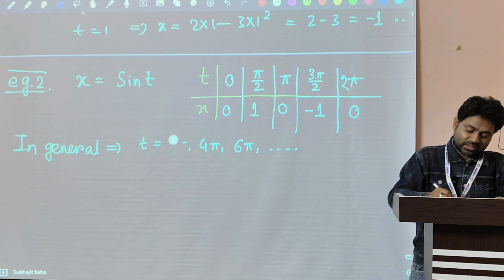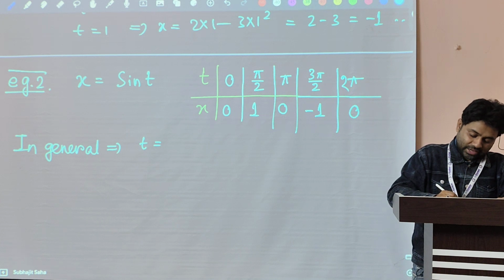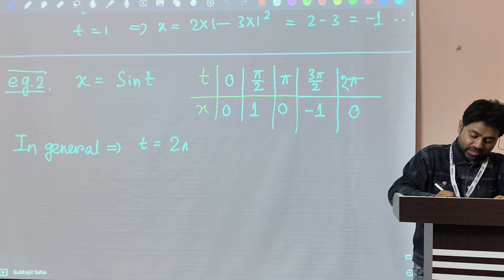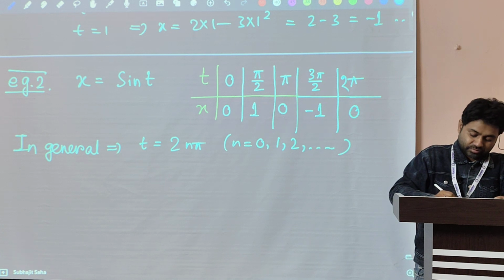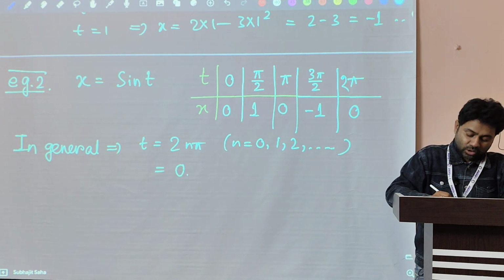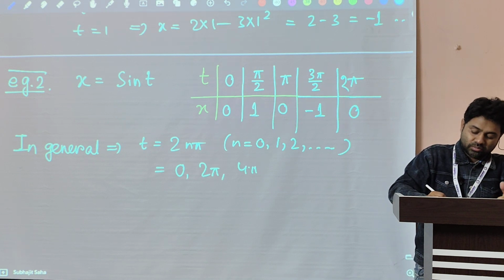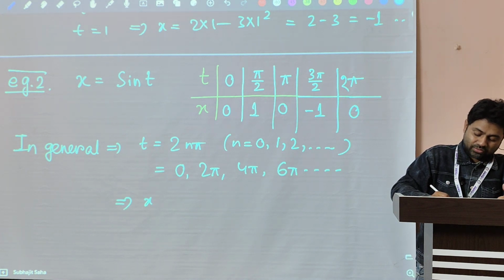Or you can also say, sir, I don't have to do that, I can do this. Just take t to be 2n pi in general, n being any number, 0, 1, 2, etc. Put n equal to 0, you will have 0. Put n equal to 1, you will have 2 pi. Put n equal to 2, you will have 4 pi. Put n equal to 3, you will have 6 pi. For all these values, actually, x will take the value of 0.